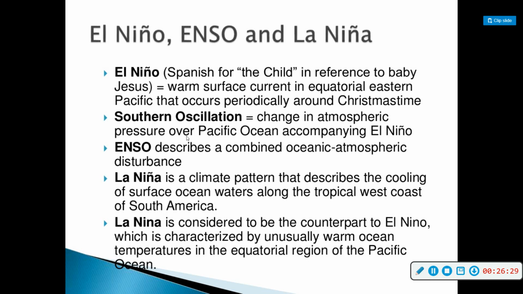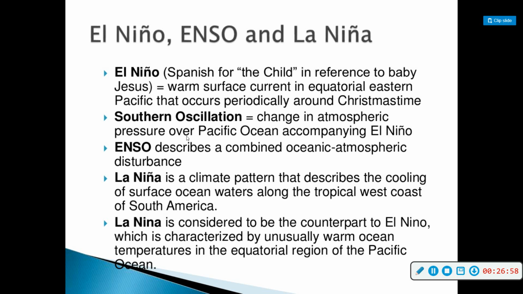So El Niño is a warm surface current in the equatorial eastern Pacific that occurs periodically around Christmas time. Southern Oscillation is the change in atmospheric pressure over the Pacific Ocean accompanying El Niño, and we'll get much deeper into this later. Then ENSO describes a combined oceanic and atmospheric disturbance.